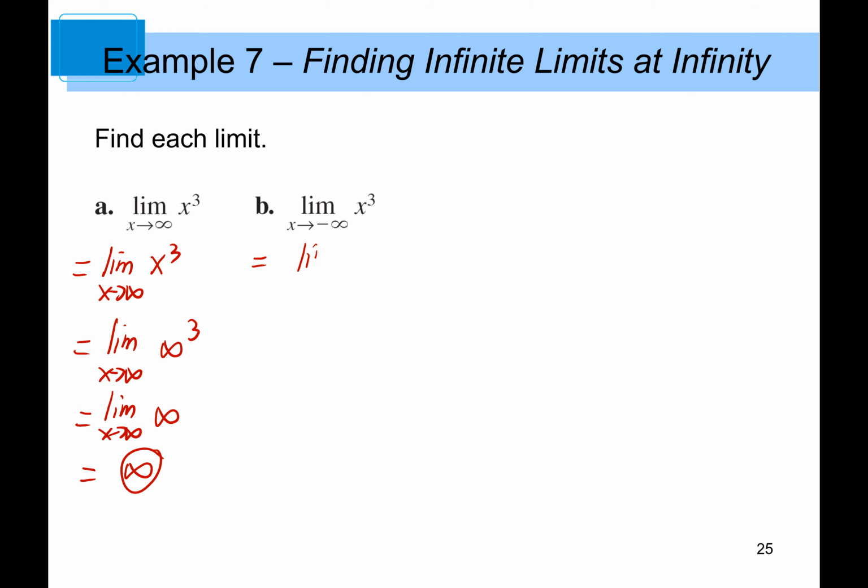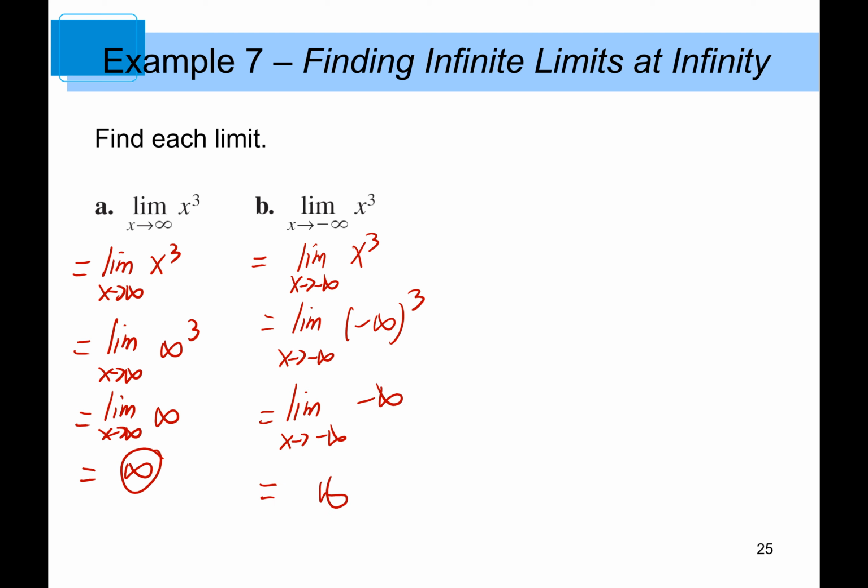When x approaches negative infinity for x cubed, we get negative infinity to the third power, a negative number raised to the third power, which still remains negative. So the limit as x approaches negative infinity is negative infinity.